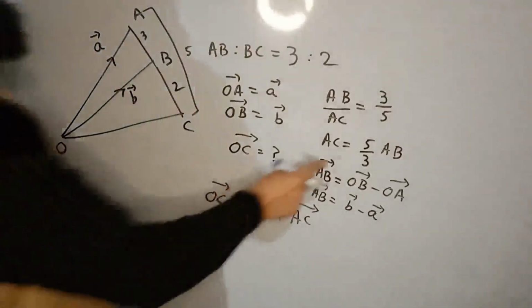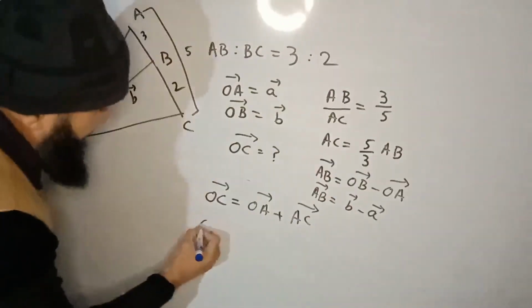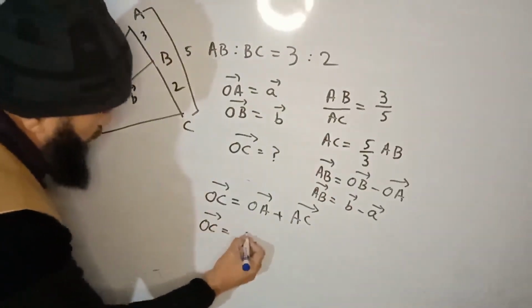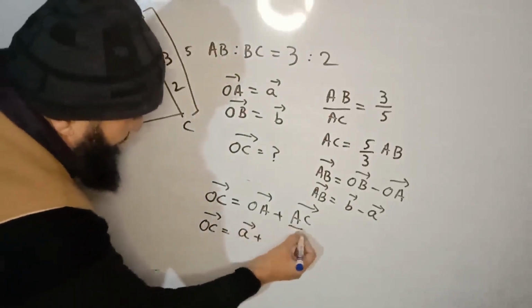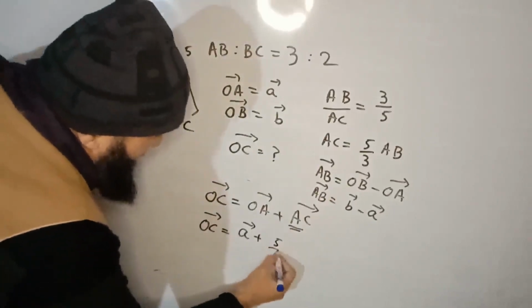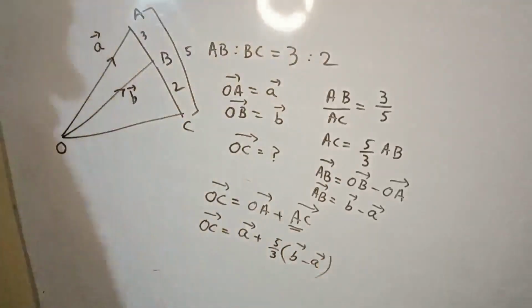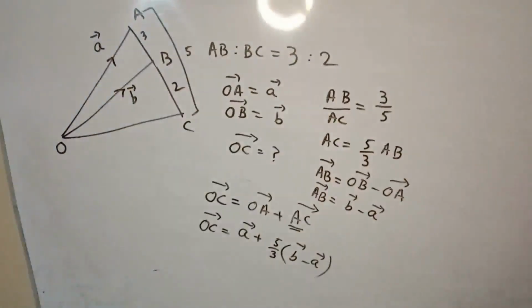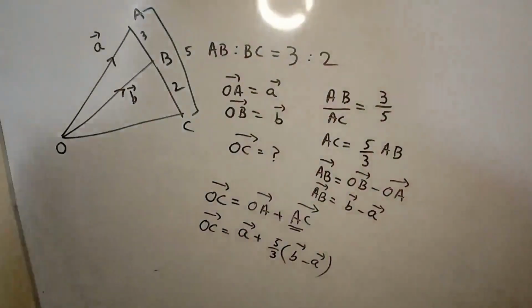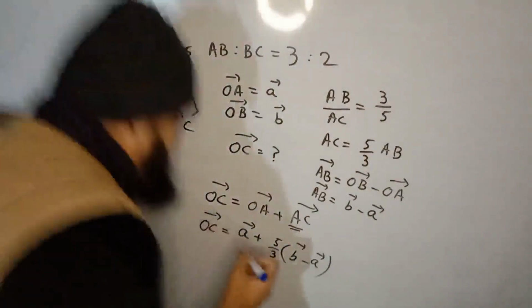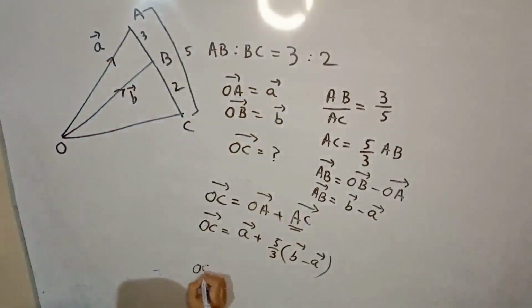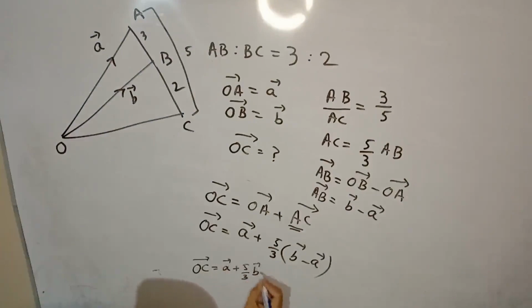What is AC? AC is 5 over 3 of AP. This implies that OC will be equal to OA, which is A, plus AC. What is AC? AC is 5 over 3 of AB, and AB is B minus A. Got it? So OC will be equal to A plus 5 over 3 B minus 5 over 3 A. We can simplify it by writing it like that. OC will be equal to A plus 5 over 3 B minus 5 over 3 A.